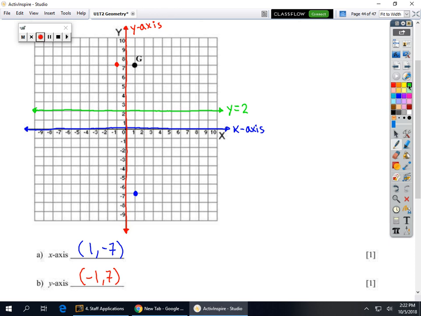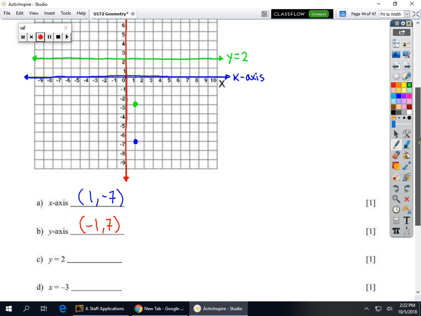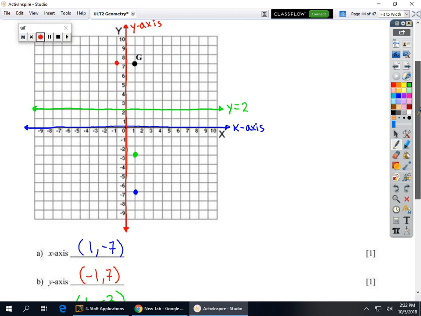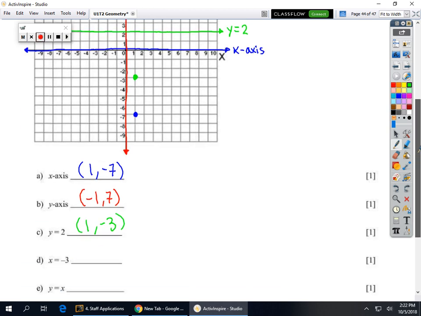So we're going to reflect point G across the y equals 2 line. How high above the y equals 2 line is G? 1, 2, 3, 4, 5. So it should reflect 1, 2, 3, 4, 5 below. And now we're going to mark these coordinates. This is 1, negative 3. I'm going to go down to my paper. 1, negative 3. Negative 3. Right.